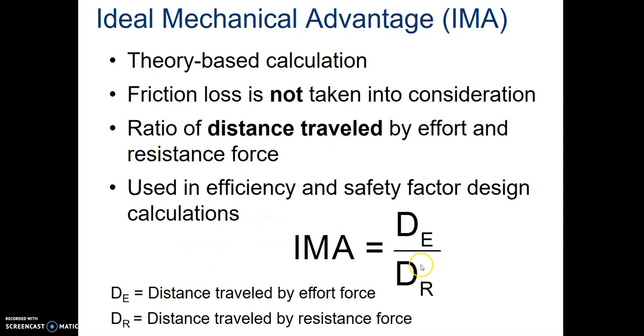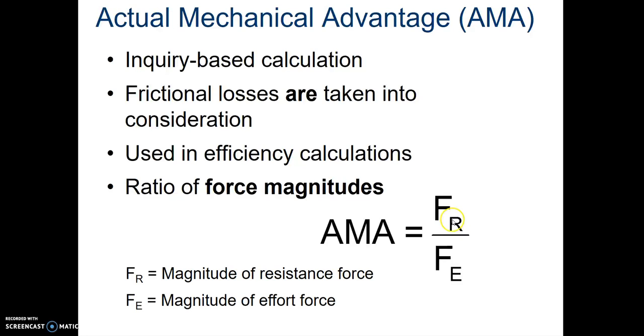Ideal mechanical advantage: if you're ever given two distances, take your effort distance divided by your resistance distance, or your input divided by your output. Divide those two, you've got ideal mechanical advantage. If you ever have two forces, take your resistance force divided by your effort force, and you've got actual mechanical advantage. So the force of your output over the force of your input.